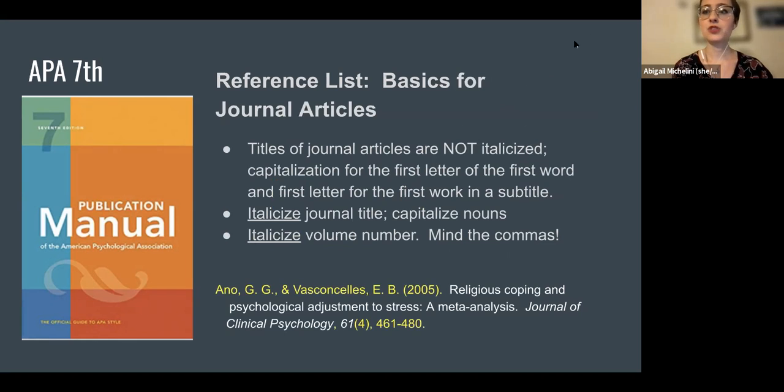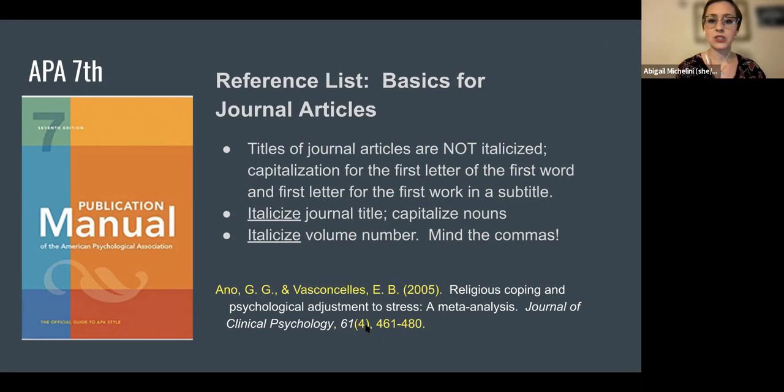Okay, basics for journal articles. This is probably the most common citation that we get, right? In college in general, citing peer-reviewed journal articles. Title of the journal article is not italicized. Again, the capitalization is the same rule. So you can see in the example, religious is capitalized and then A after the colon here, a meta-analysis. Everything else is lowercase. You're going to italicize the journal title. So Journal of Clinical Psychology and the volume number, which is 61.